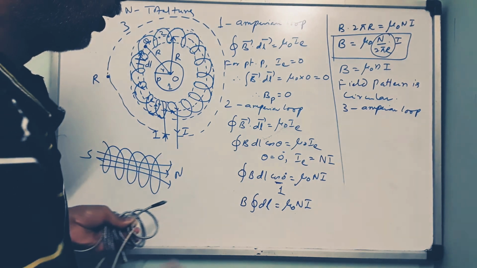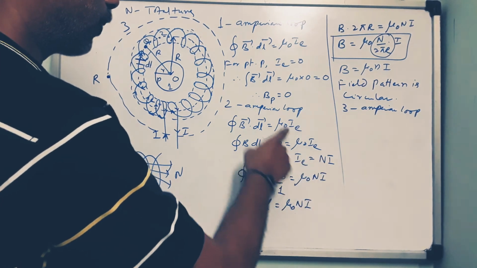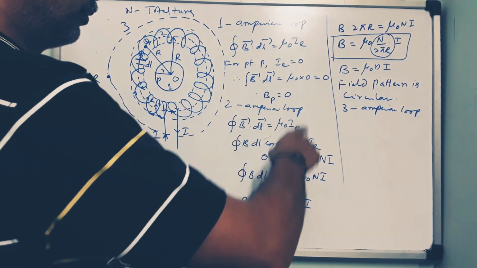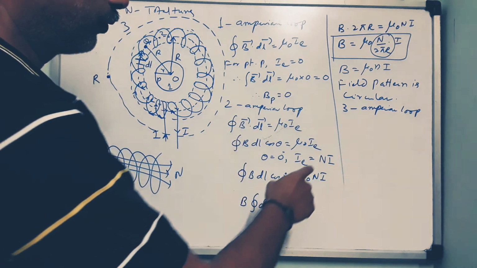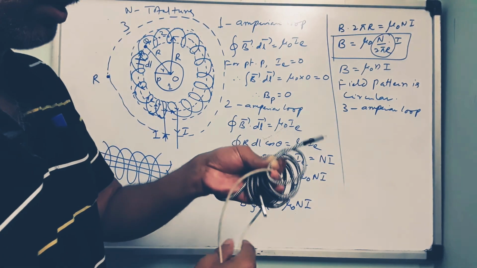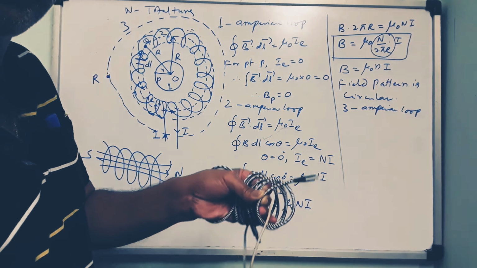Now, all these coils which are carrying current in the upward direction will add up. So therefore, this will become N into I. This is the part I am discussing now. So there are N number of turns. All the turns are carrying the current in the same direction.